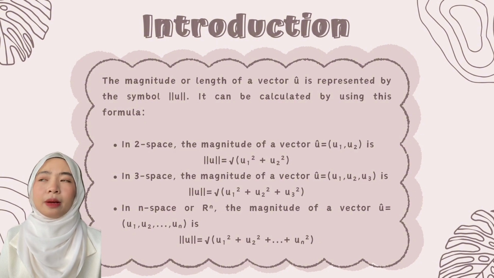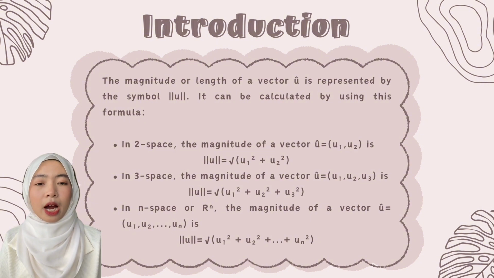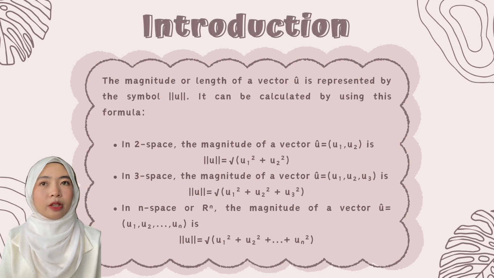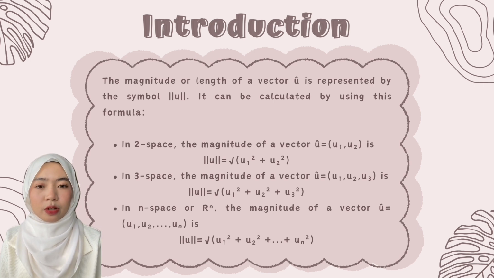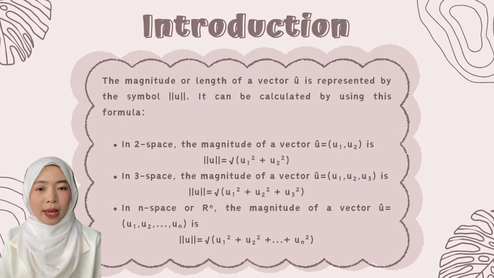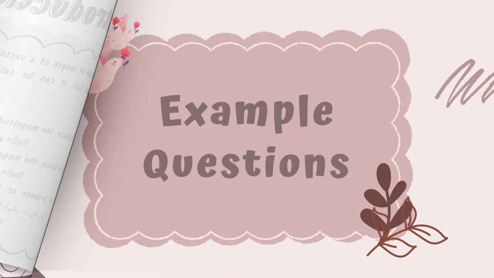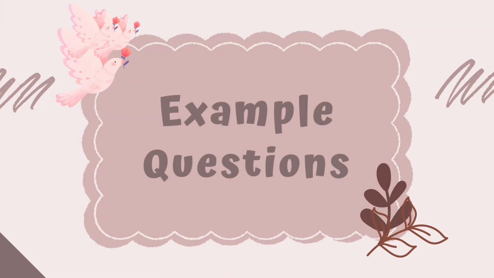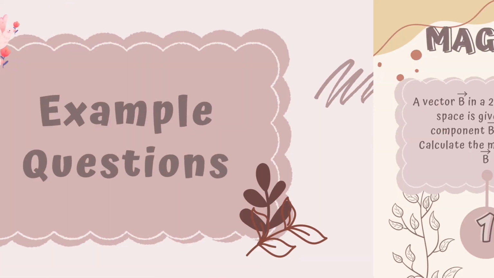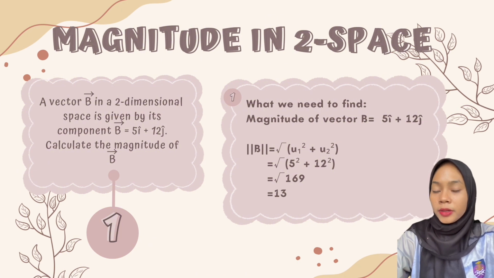Okay, let me give you an example. If we have R to the power of 4, then we take the square root of u1 squared plus u2 squared plus u3 squared and then plus u4 squared, because we need to follow the power of R. Now let's move on to example questions for the magnitude of a vector. So for the first example, we have the magnitude in 2-space.